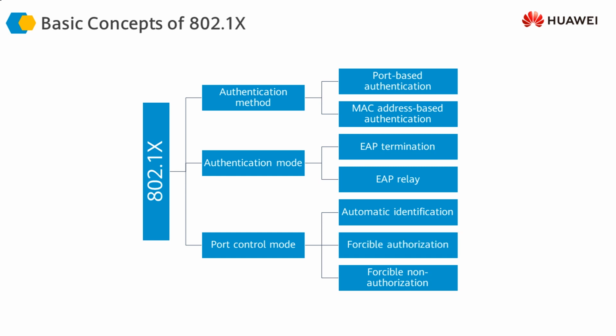Forcible authorization means that a port will always be in the authorized state and all traffic can move through the port. Forcible non-authorization means that the port is always in the unauthorized state and no traffic is allowed to pass through the port. So these are the different concepts associated with 802.1x authentication, and we might need to use any of these options while we are doing the configuration based on our specific requirements.